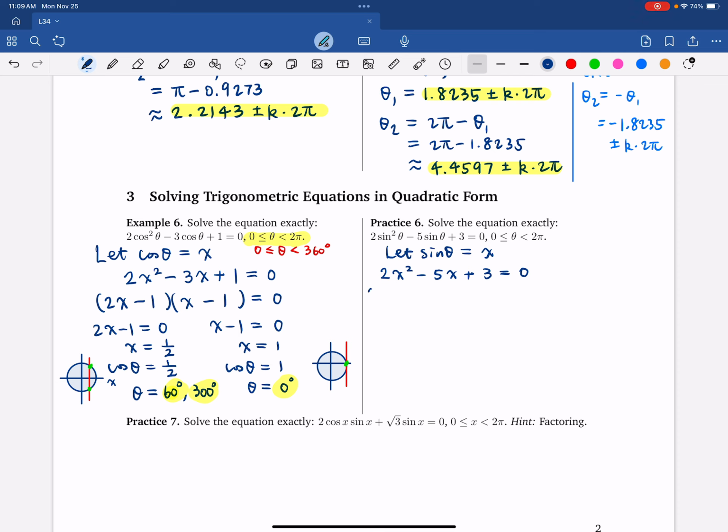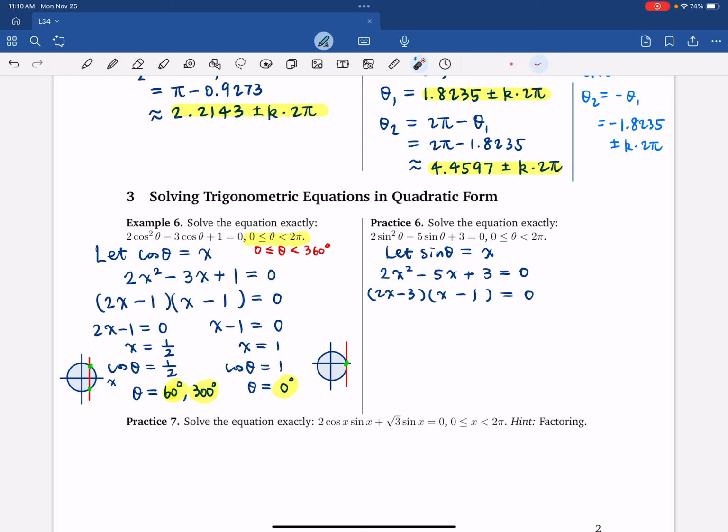Similarly, I'm going to factor the left-hand side. 2x squared comes from 2x times x. For the 3, since the middle is negative, it has to be -3 and -1. I'm going to give a guess. I'm going to put -3 here, -1 here. If it doesn't work, I'm going to switch the two numbers.